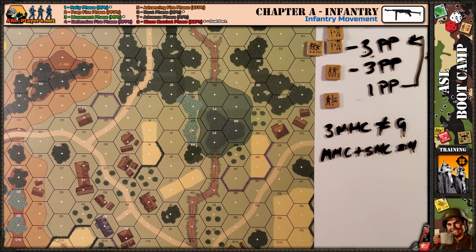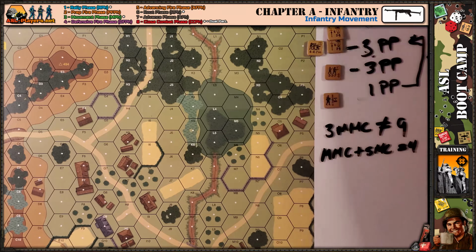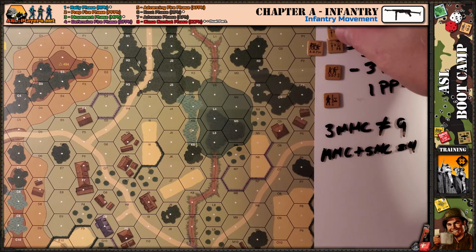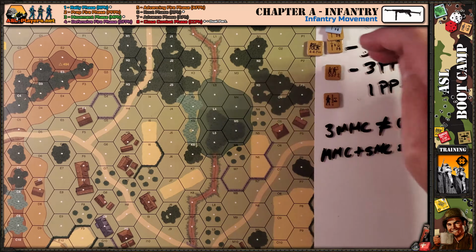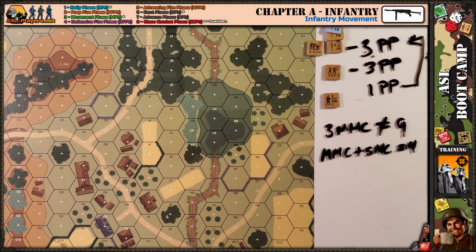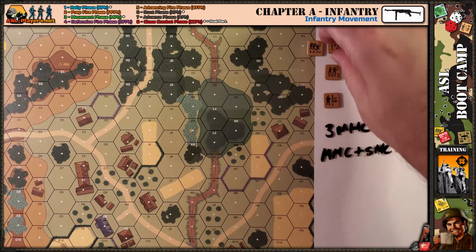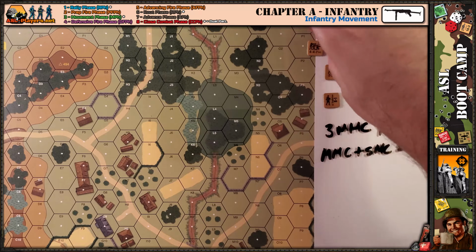In fact, he could carry, I don't have a third one out here, I'll just use a German one. Let's pretend he captured a German light machine gun. He could actually carry 3 light machine guns by themselves. Now, he has 0 portage points. He can't carry anything else without invoking a penalty to his ability to move.